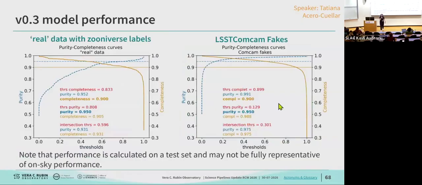Okay, so for the performance of the current model, given the data set that we use for training and testing, we satisfy the requirements: purity above 95% and completeness above 90%.